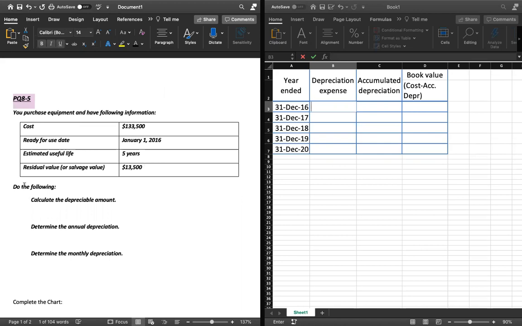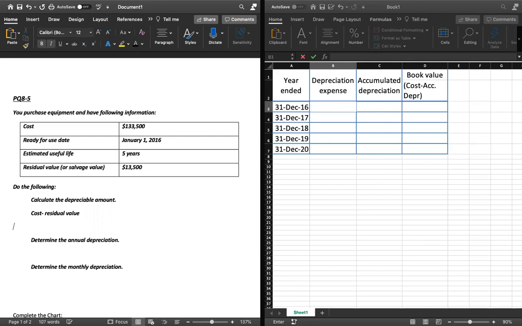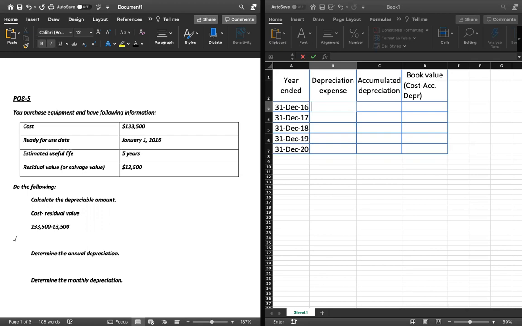So we are first asked to do the following. We are first asked to calculate the depreciable amount. So we know that the depreciable amount is our cost minus our residual value. So in this example, we see that our cost is $133,500 minus our residual cost, which is $13,500. From this, we will get a depreciable amount of $120,000.